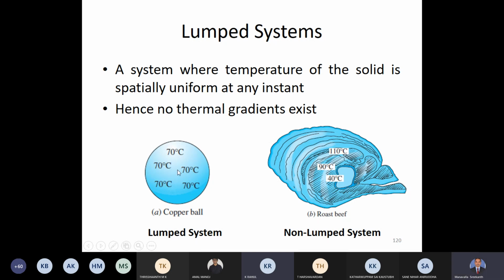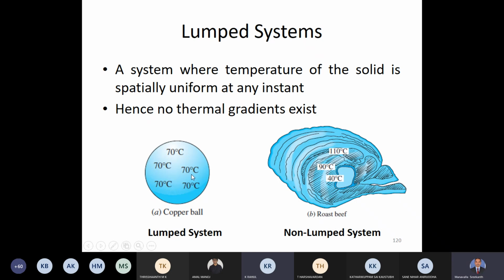And when the temperature is the same, what happens? There are no thermal gradients. Thermal gradient means delta T divided by delta X. If I try to measure the thermal gradient between this point and this point, delta T is 70 minus 70, divided by this distance. 70 minus 70 is 0, therefore the thermal gradient is 0. So whenever we have zero thermal gradients, we have a lump system here.